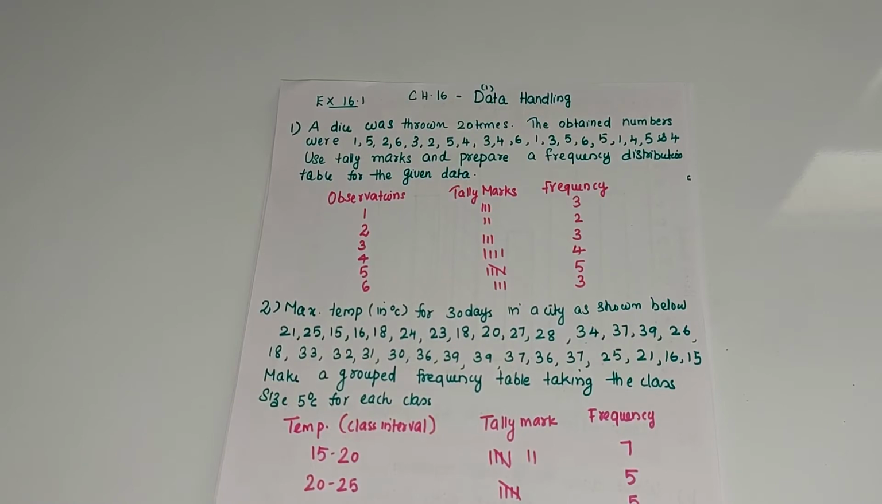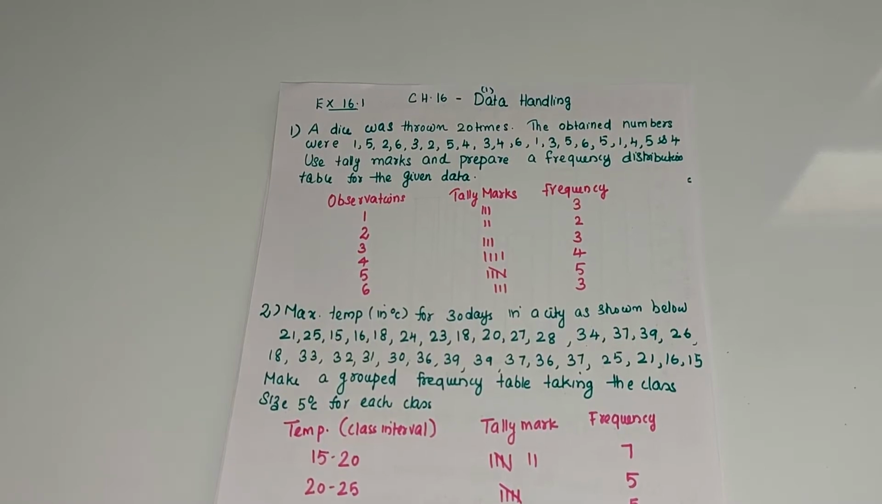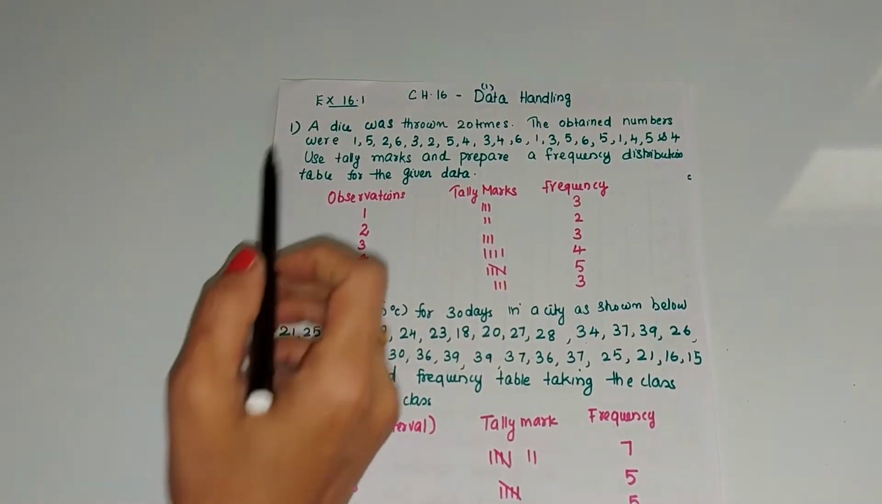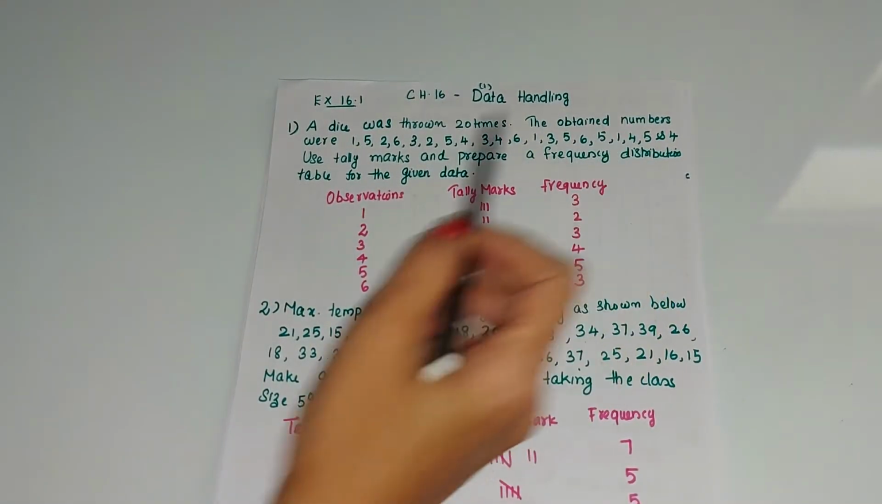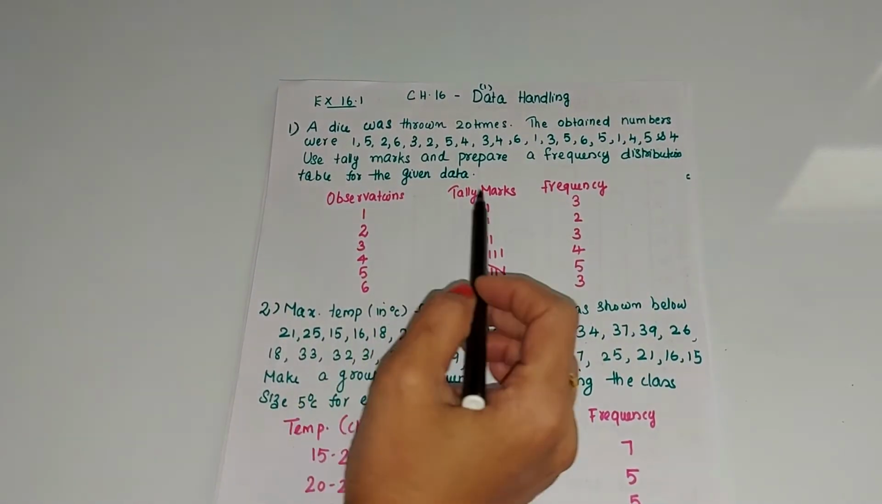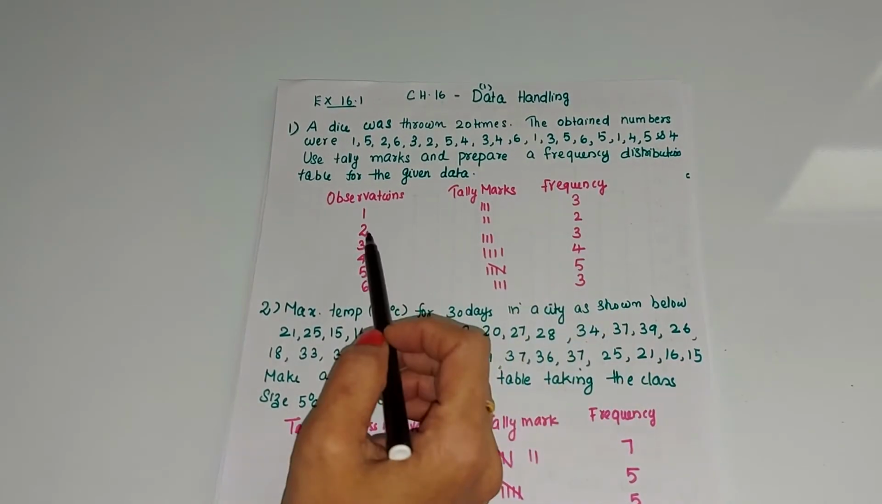So here a dice was thrown 20 times. The outcomes when we throw a dice are 1, 2, 3, 4, 5, 6. So the number of times that 1 occurs is, you check here, count 1. How many ones are there? 1, 1 and 1. So 3. So you write 3 and frequency is 3.